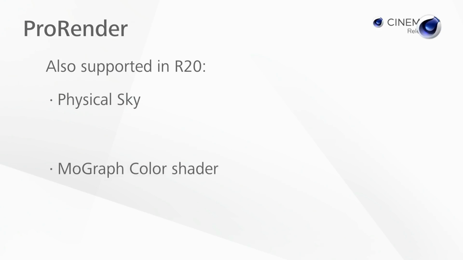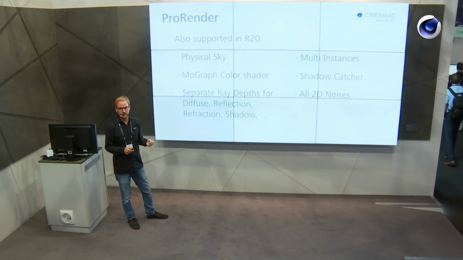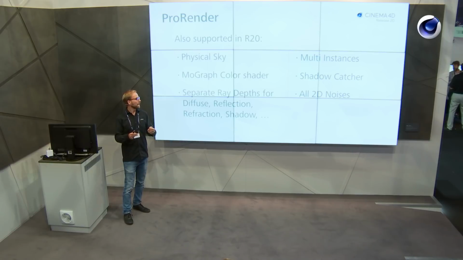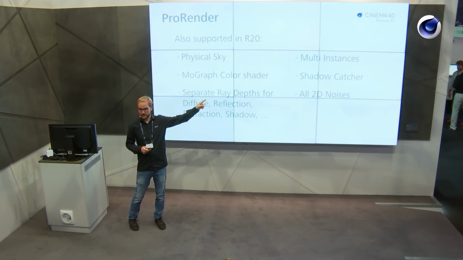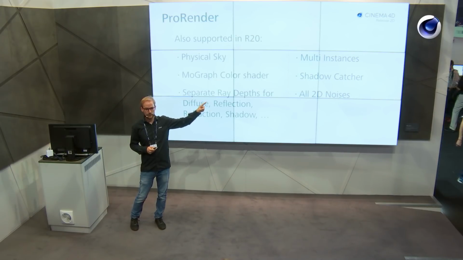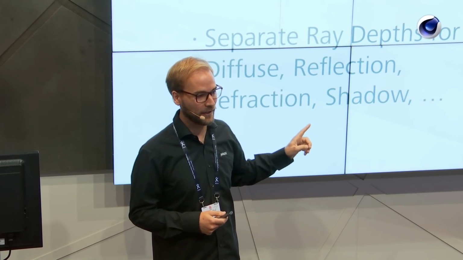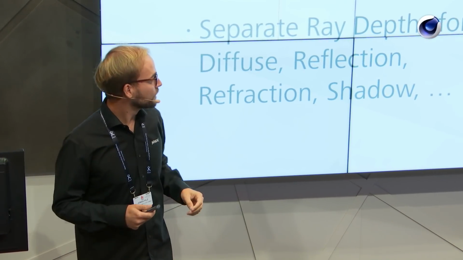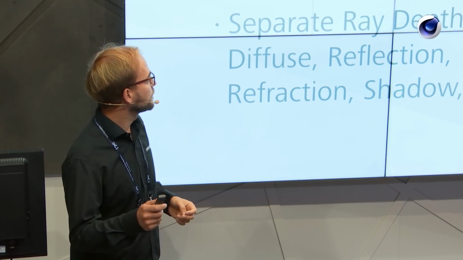Besides this, we've got a few other things that are supported in Release 20. For example, the physical sky, also the MoGraph color shader, so you can now render cool motion graphics effects, also using ProRender. And we've got separate ray depths for the different ray types, like diffuse rays, refraction, reflection rays, and so on. Multi-instances are also supported in ProRender, which is amazing. We even had one case in a test scenario where ProRender was faster than the viewport using multi-instances. We now have a shadow catcher with ProRender, and also all 2D noises are now supported and not baked anymore.